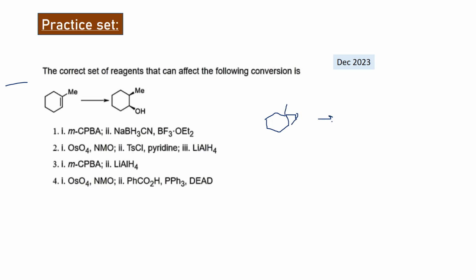And if you add NaBH3CN, BF3 will coordinate with this oxygen center, and it will open up to form the more stable carbocation, and then H minus will approach from that plane. So this is the more stable carbocation because this is tertiary, 3 degree. Then H minus will approach here.